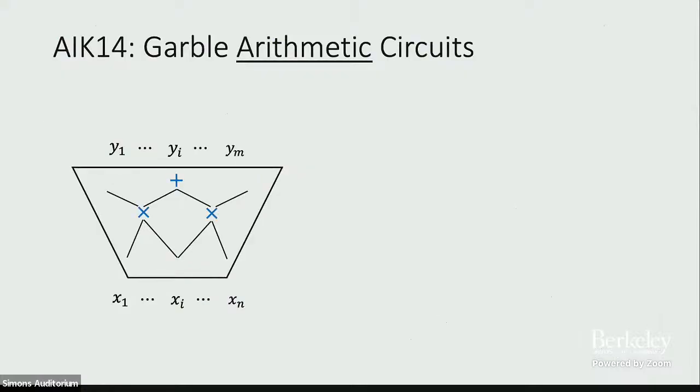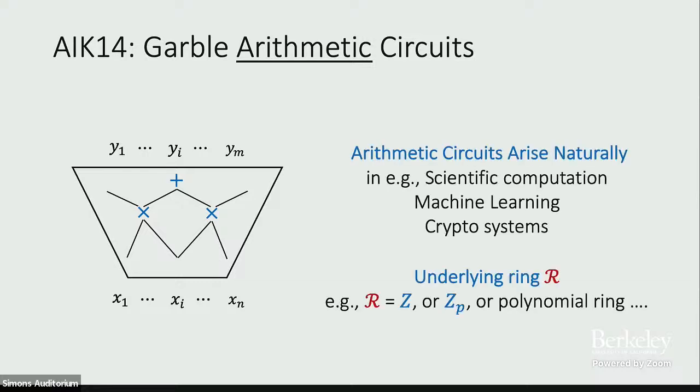To explore that, I'm going to look at a slight variant of this problem, which was proposed by Applebaum, Ishai, and Kushilevitz. It should be AIK 11. Here they propose, why don't we look at arithmetic circuits and try to garble those? Arithmetic circuits are circuits that contain arithmetic gates, addition and multiplication gates, and they arise pretty naturally.